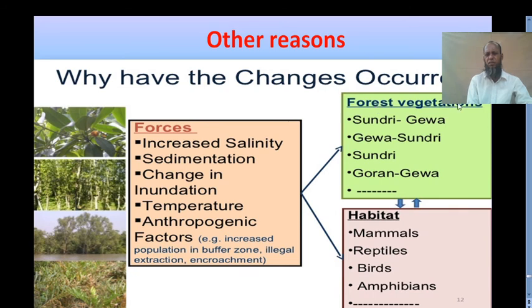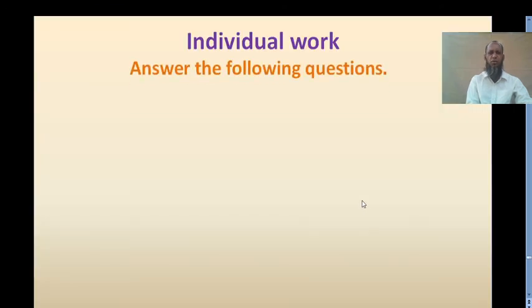Forest vegetation, that is, the trees generally found in the Sundarbans: Sundari, Gewa, Goran. And the animals that are found in this majestic forest: mammals, reptiles, birds, amphibians, and the like. Now, time has come to give you individual work.